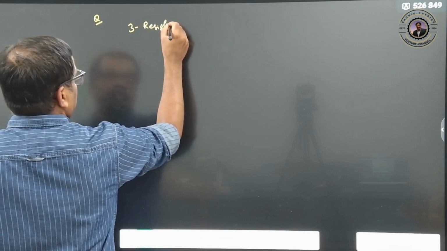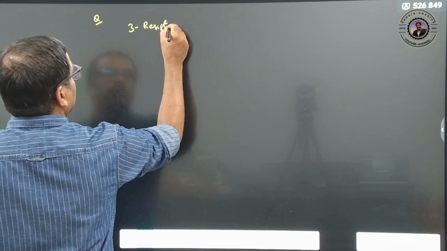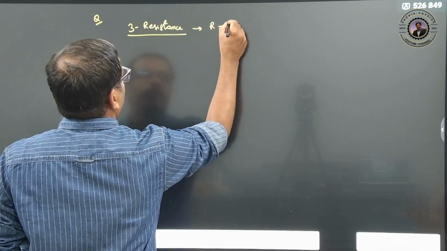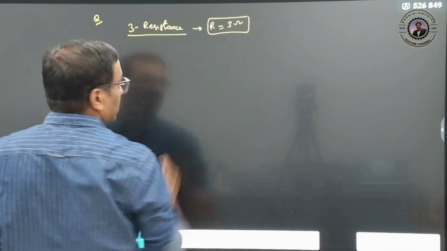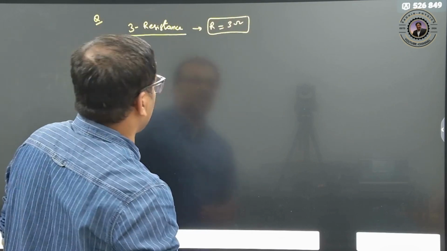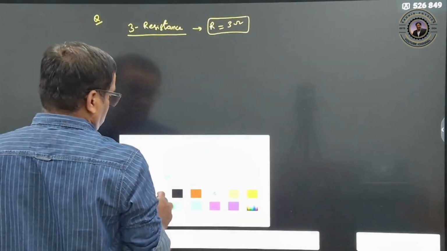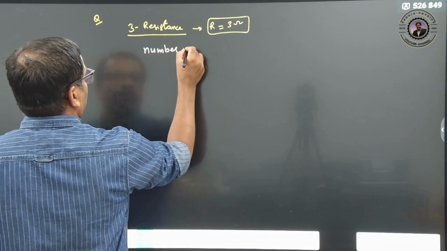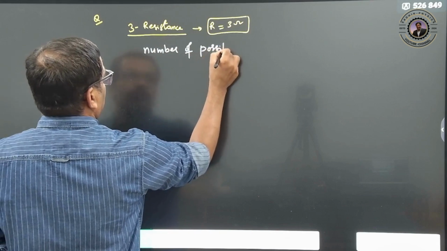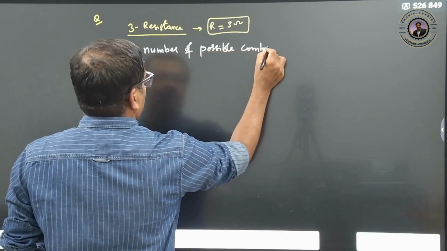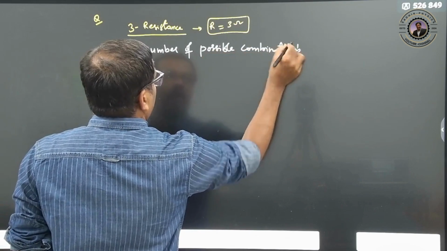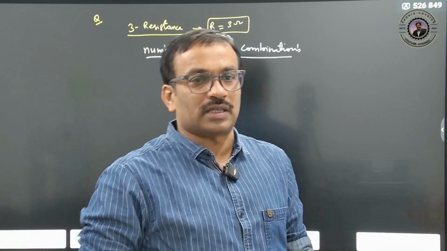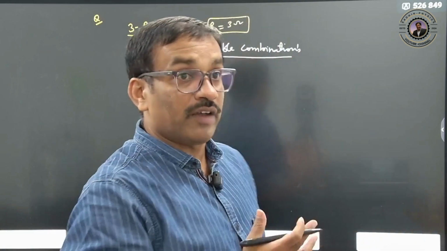So 3 resistances, each resistance is 3 ohms. Find the number of possible combinations and their equivalent resistance. That means 3 resistors are there, how many different ways can we connect them?